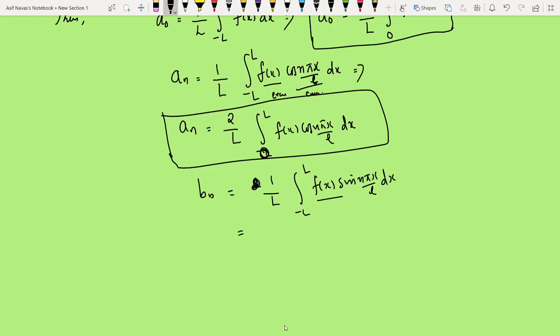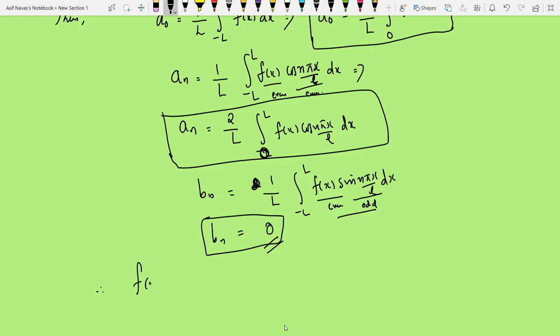So what is this? This is even and sin n pi x by L is odd. Then what can you tell about this whole function f of x into cos? This is an odd function and we are integrating from minus L to L. Then what is Bn? 0, right? So Bn is 0. So that means if f of x is an even function, we will get a naught and an, but Bn is equal to 0.